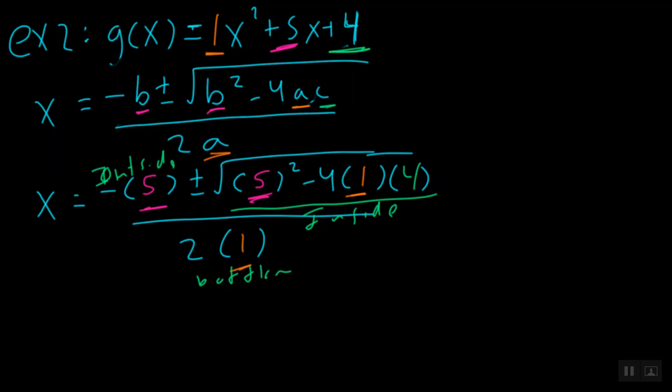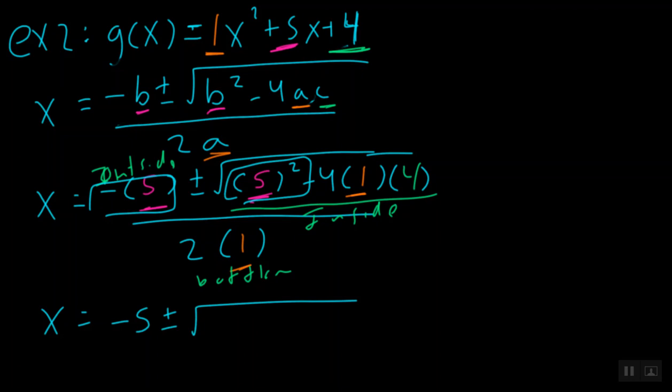Well, I would have x equals a negative times a positive is negative 5 plus or minus the square root of. Here I have 5 squared. 5 times 5 is 25. And here, check it out. I only have, for these 3 terms, I only have 1 negative. That means with 1 negative, our final number must be negative. Now 4 times 1 is 4, and 4 times 4 is 16. All over my bottom 2 times 1 is 2.